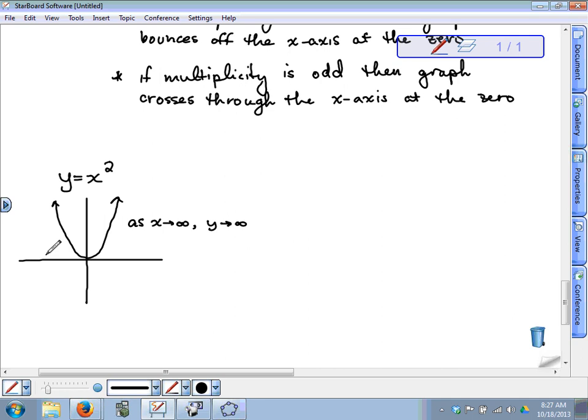And then on the other side of the graph, we have to state it similarly, but this time what is x approaching on the other side? So we would say, as x approaches negative infinity, y approaches positive infinity.